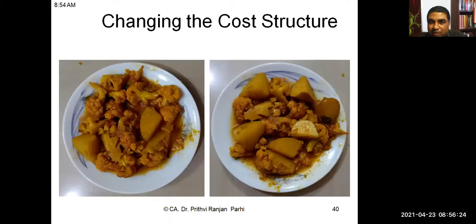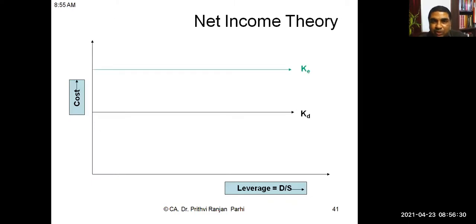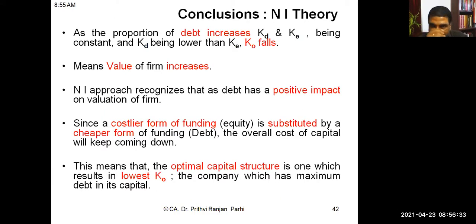The firm tries to maximize the value by changing the capital structure like this. If overall cost comes down, the value of the firm will increase. So this is the conclusion of net income theory. As the proportion of debt increases, KD and KE being constant, and KD being lower than KE, KO falls. When overall cost comes down, value of the firm increases. So this theory recognizes that debt has a positive impact on value of the firm. Meaning, if you increase debt, value of the firm will go up.